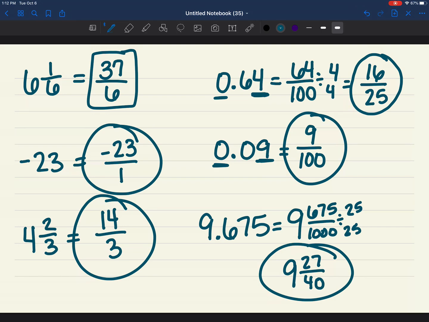Okay, because if you know place value, you can write a correct fraction every single time. The tenths place is always the first number after the decimal. The hundredths place comes after it.